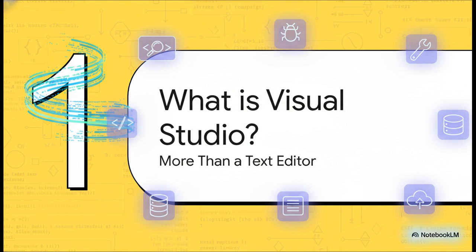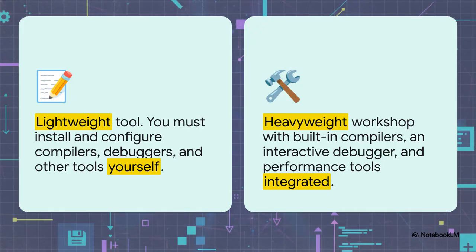First up, what exactly is Visual Studio? You might have heard of simple text editors, but trust me, this is a whole different beast. Think of it this way. A simple text editor is like an empty toolbox. Sure, you can write code in it, but you have to go find and add every single tool yourself. The compiler, the debugger, all of it. On the other hand, you've got an IDE like Visual Studio. That's not a toolbox. It's the entire workshop, fully equipped with everything you need, all set up and ready to go from the moment you open it. For a beginner, that is a huge advantage.